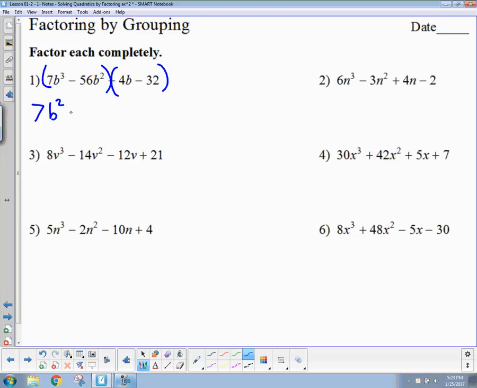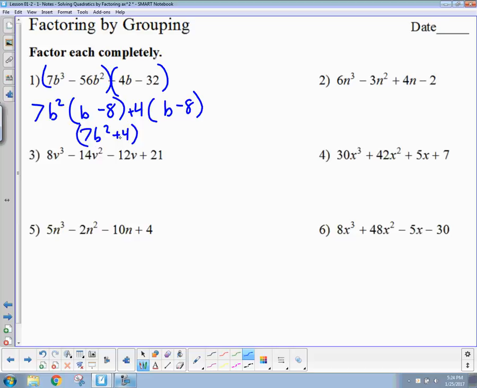And 7 times 1 is 7, so we got b. That's going to be negative 8. Try to get the same thing over here. So it looks like we need to pull out a 4. So positive 4, b negative 8. Okay? And again, we have matching polynomials, so stick everything together.